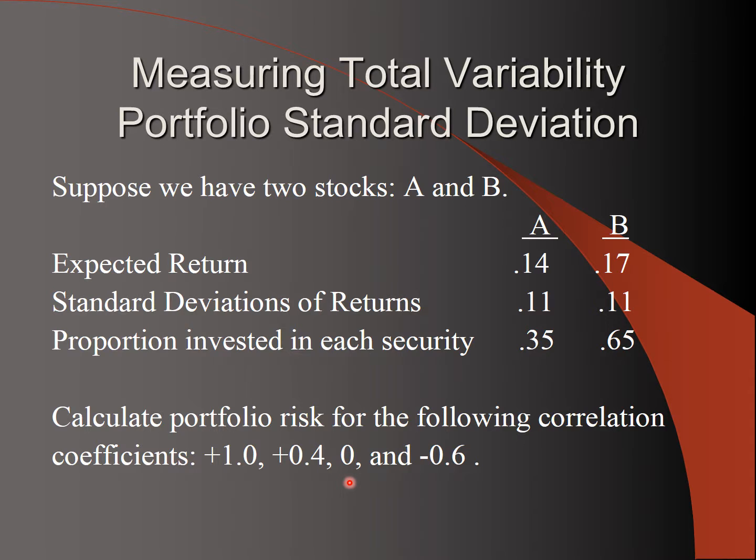Then 0, meaning that they don't move together. There's no relationship. One might be up or down when the other one's up or down. You just don't know. It could go either way, or it does go either way. It goes both ways. And then a negative correlation of 0.6, which means that they move opposite one another, but it's not perfect, but it's fairly strong. So they do that most of the time. So we'll calculate this 4 times. First of all, let me go ahead and present the formula and explain the formula.